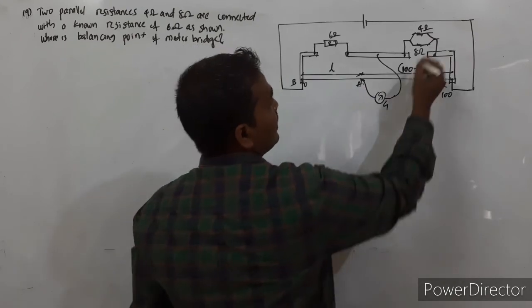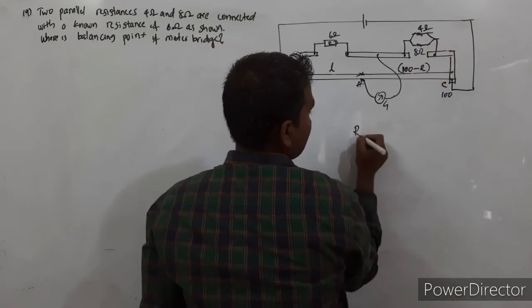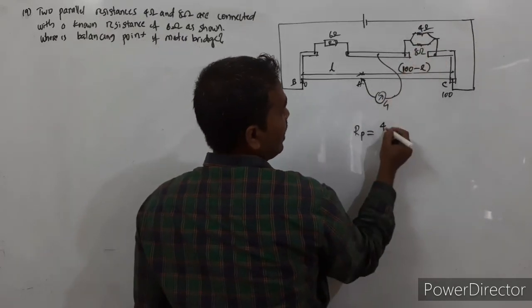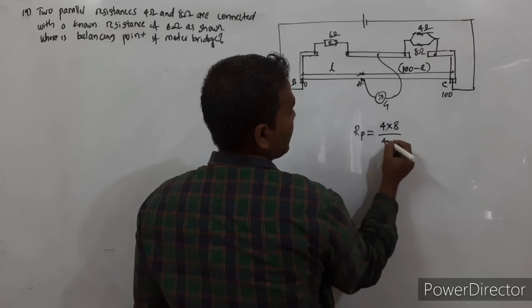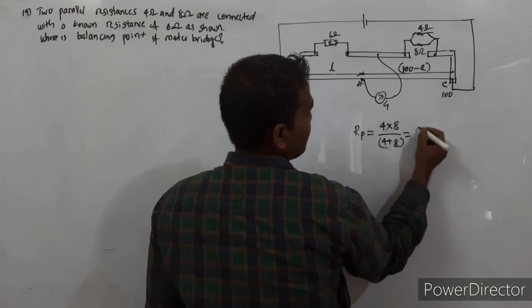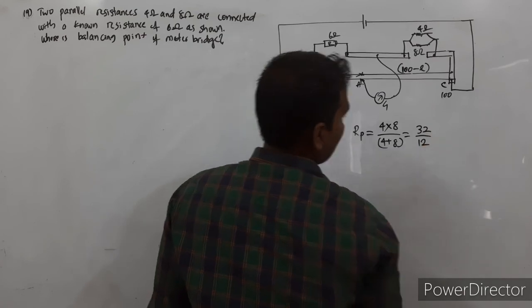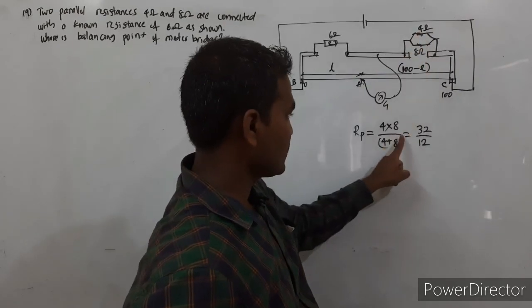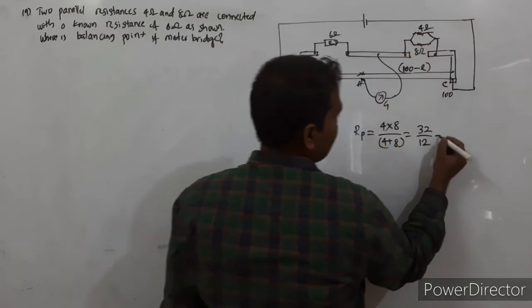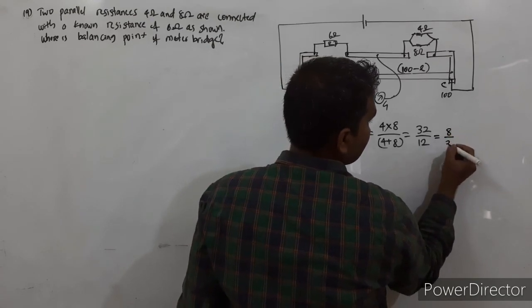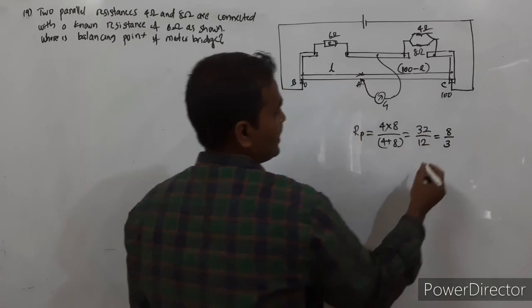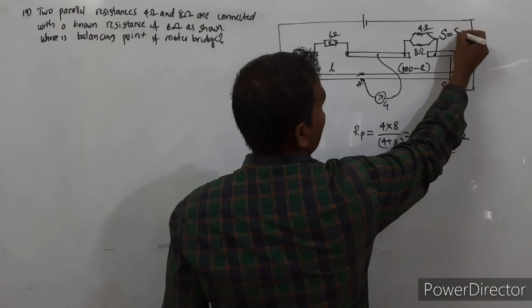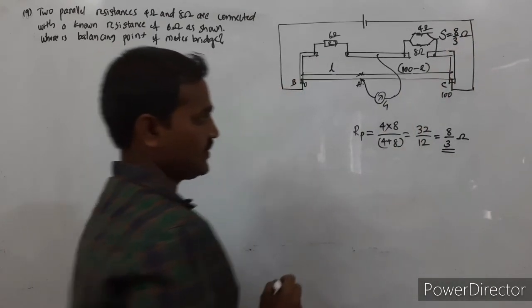Yes, so these two are connected in parallel combination, so the effective resistance is Rp is equal to R1 R2 divided by R1 plus R2, that is 4 into 8 divided by 4 plus 8, I get it as 32 divided by 12. Okay, so this is the effective resistance of the combination of these two resistors. Dividing by 4, I write it as 8 divided by 3 ohms. This I can write as S. S is equal to 8 divided by 3 ohms.